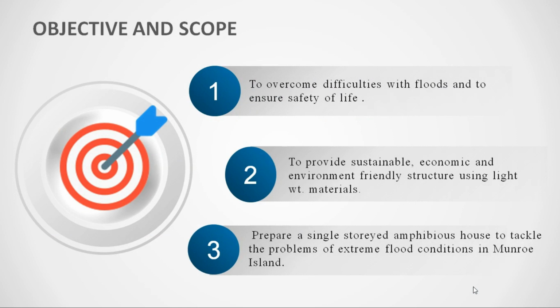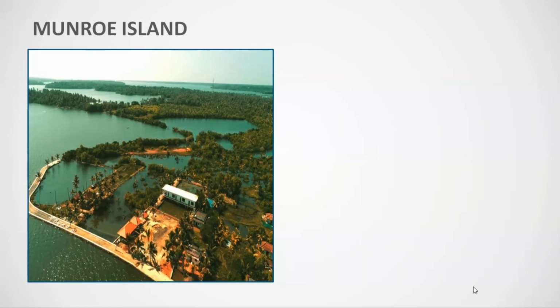To overcome difficulties with floods and to ensure safety of life. Provide a sustainable, economic, and environment-friendly structure using lightweight materials like GFRG panels, PVC partition walls, EPS blocks, bison panels, and aluminum sheets. Prepare a single-storied amphibious house to solve the problems of extreme flood conditions in Monroe Island.